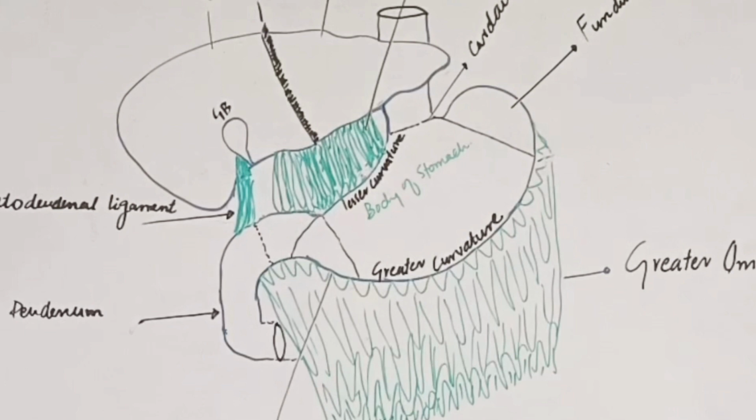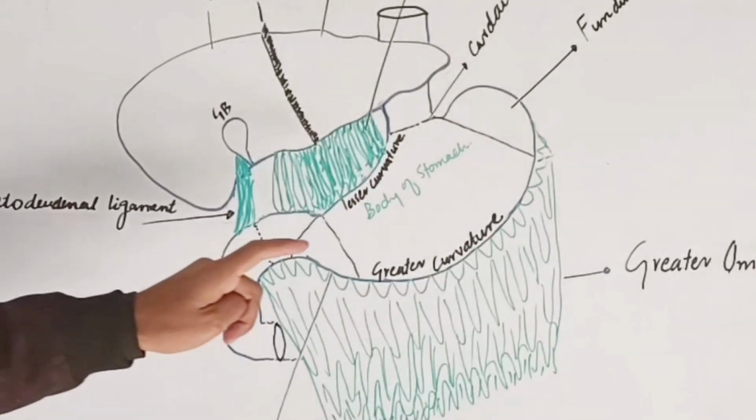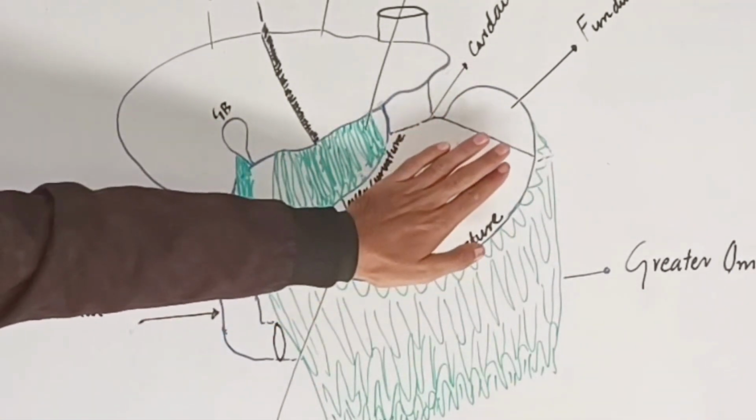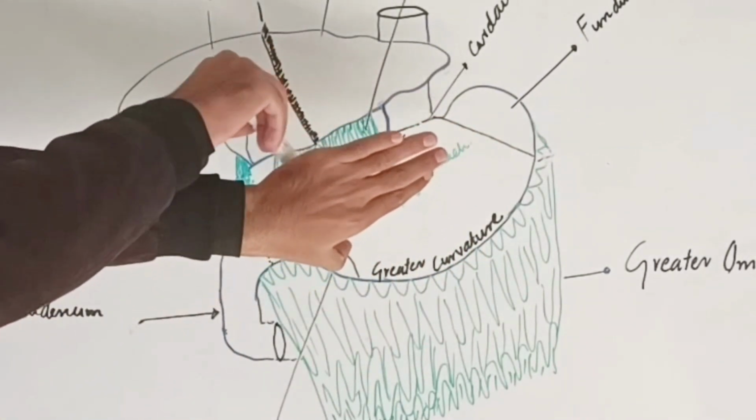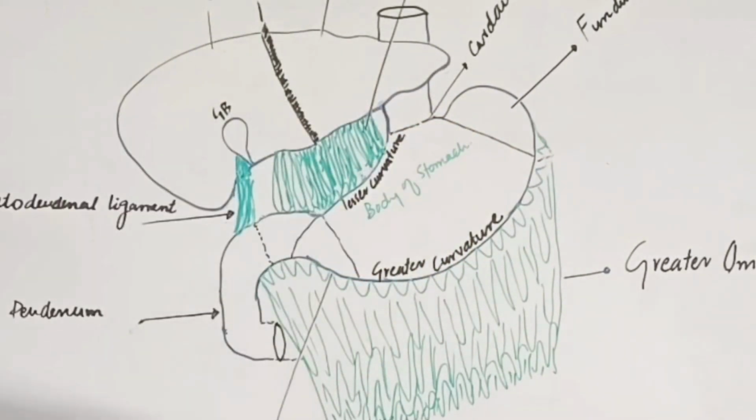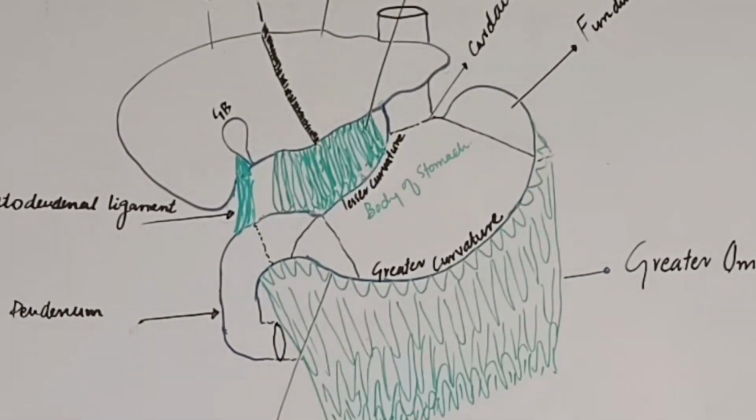Now what are the surfaces? There are two surfaces. Here you can see this is the anterior surface, and the surface behind the anterior surface is the posterior surface. So there are two surfaces of the stomach.